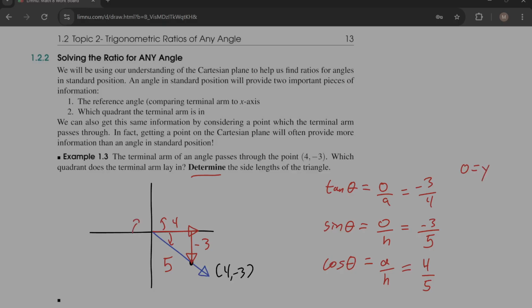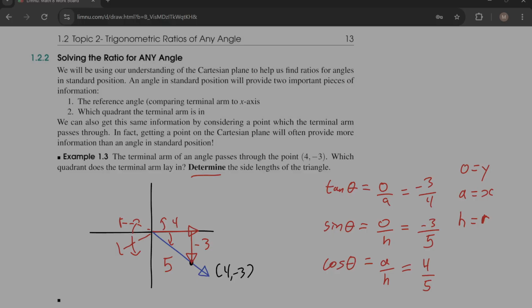Right? So if I go over here, then opposite is my y value. If I go this way, opposite is still my y value. Adjacent is always my x value. And then finally, our hypotenuse, I'm going to use this letter, r. Any guesses on why we might use the letter r?